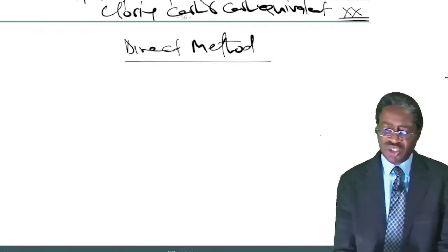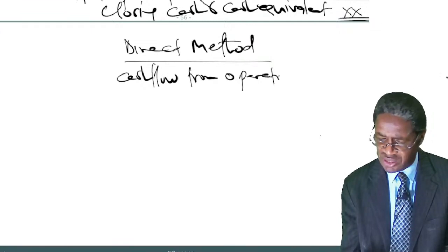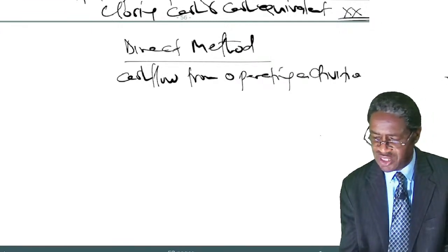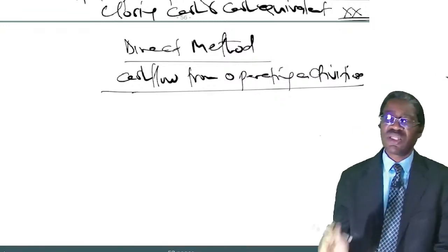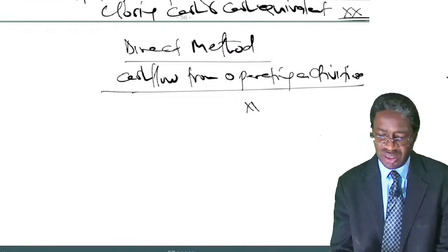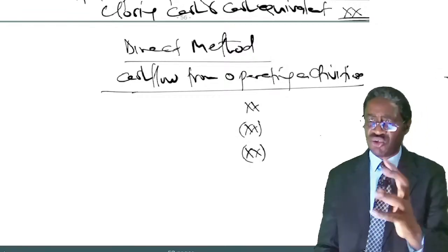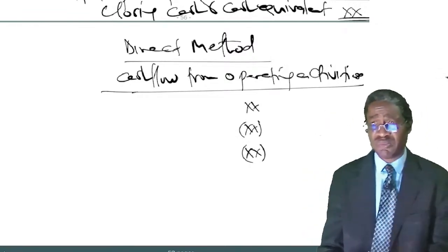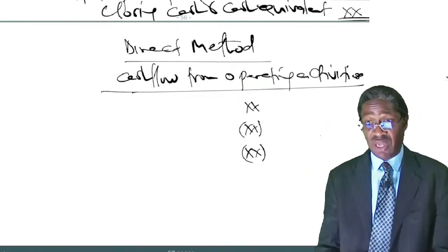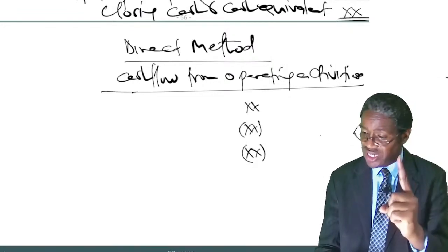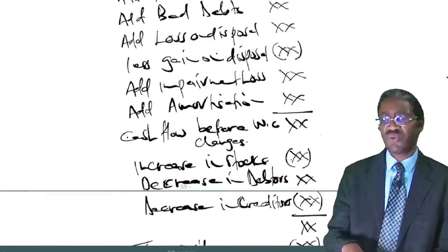If you remember, to get the cash flows from operating activities using the direct method, there are three figures you need. 1, 2, and 3. Those are the three figures you need when preparing your cash flow statement using the direct method, not the indirect. We looked at the indirect method last time. Of course, we shall come back to it later when we are doing an example.